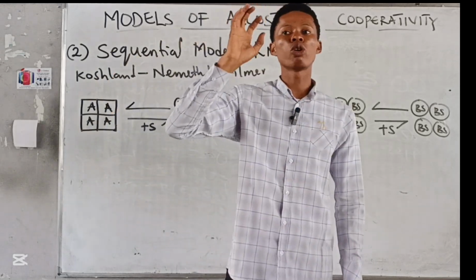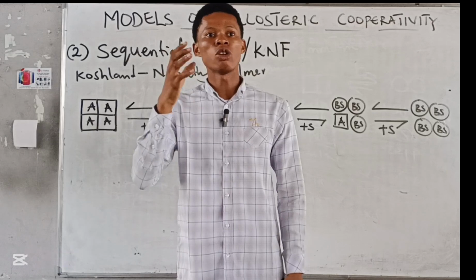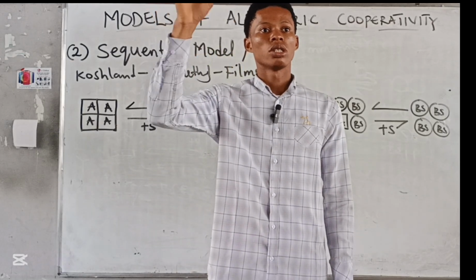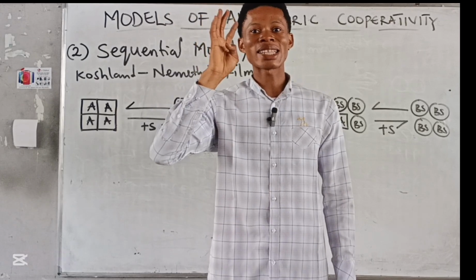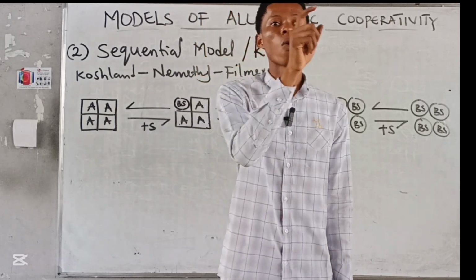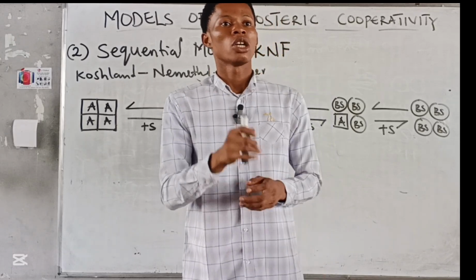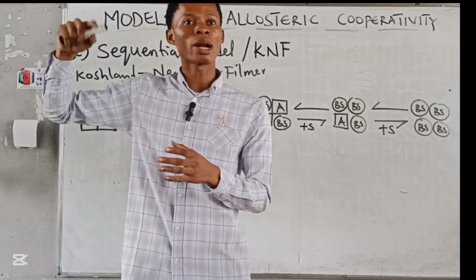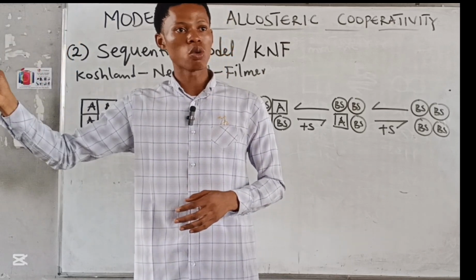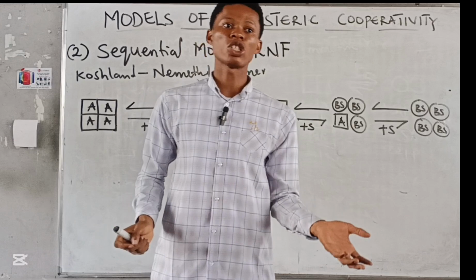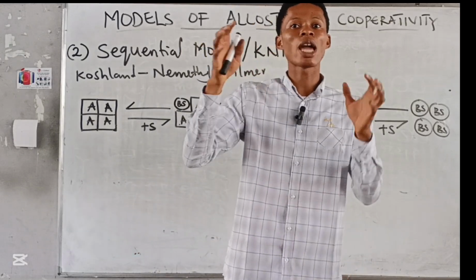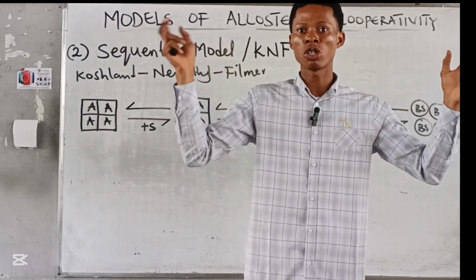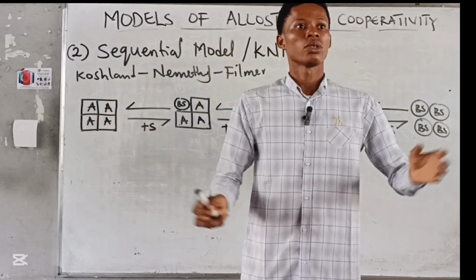If you're asked to write on the two models of allosteric interaction or allosteric cooperativity, all you have to do, number one is what? Concerted model, right? So you now write number one, concerted model, then put it in writing. Concerted model is also known as the MWC model, in brackets, Monod-Wyman-Changeux, or the symmetrical model. You now tell them that this model proposed that the protein exists in how many conformations? Two conformations, either the tense or the relaxed.